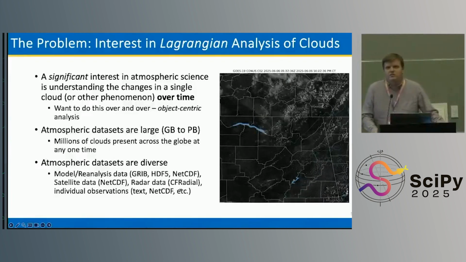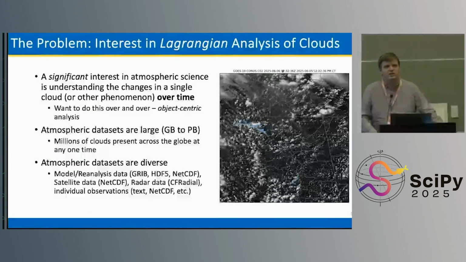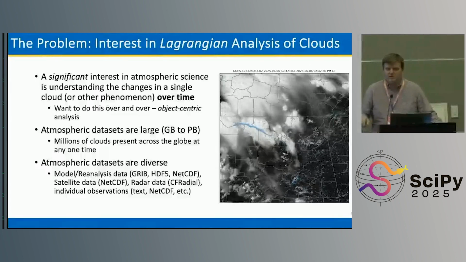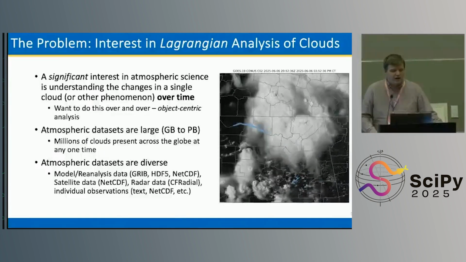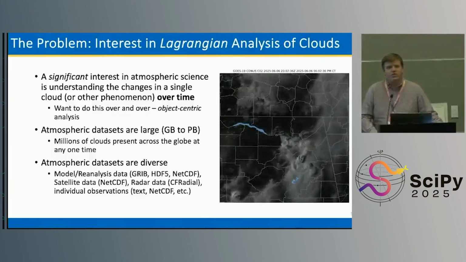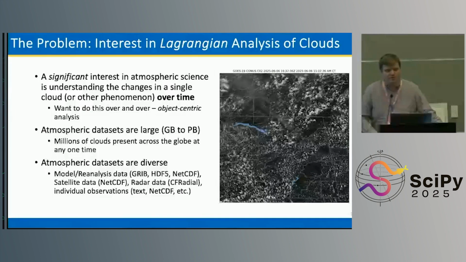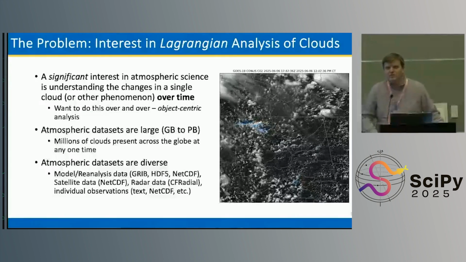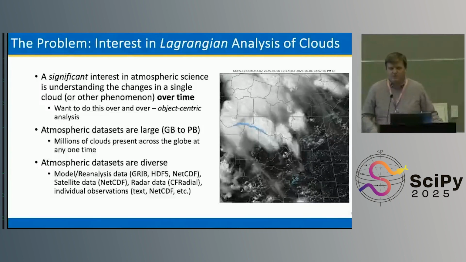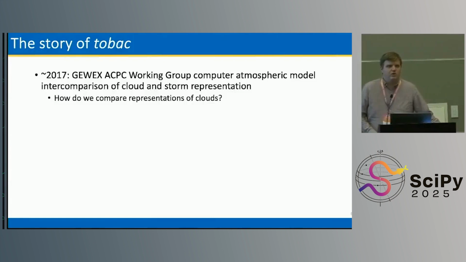And atmospheric data sets are diverse. This is satellite data. I've shown satellite data because satellite data is pretty. There is model and reanalysis data. We've already seen some of that if you've been sitting in here most of the day. Satellite data, radar data, and then things like individual observations. I have a weather station by the airport. I have a weather station in my backyard. Somebody has taken a hail observation, et cetera, et cetera. All of these come in different formats, different grids, different variables, and it makes dealing with all of it fairly challenging. And so this is kind of where the story of tobac begins.